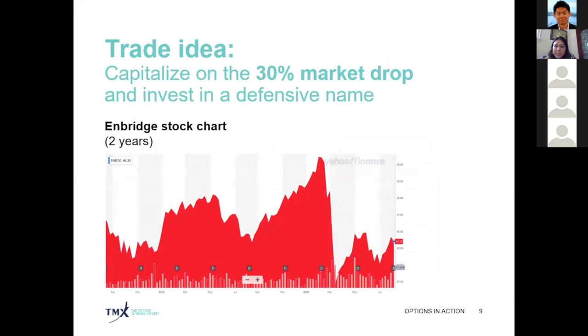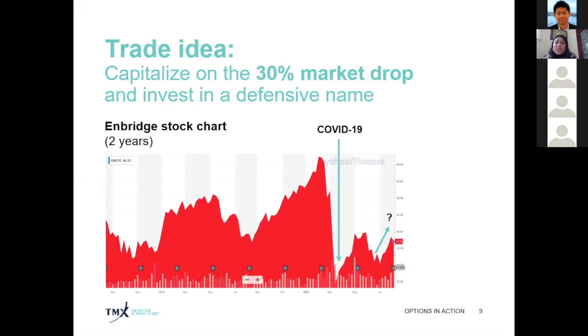Let's see. Before we go there, we actually want to look at the trading chart to see if it makes sense for our personal view. So we had a drop due to COVID. So we're capitalizing on this 30% market drop. And we're hoping that there is some room for it to rally back to its old levels in December.